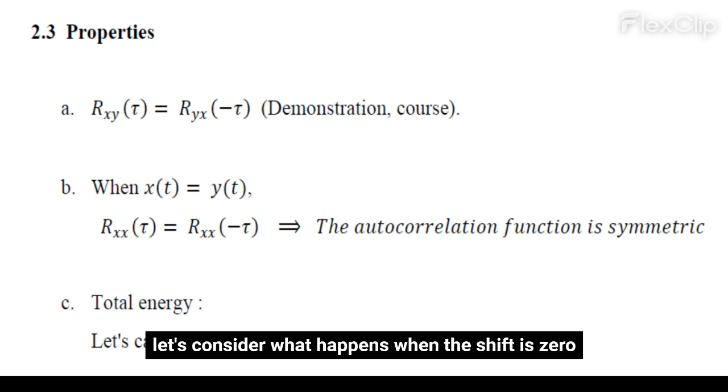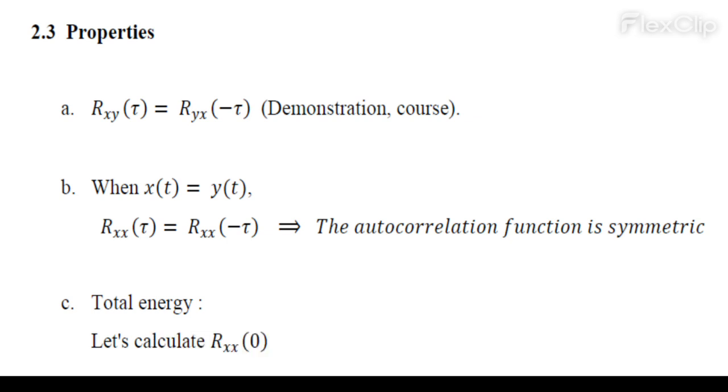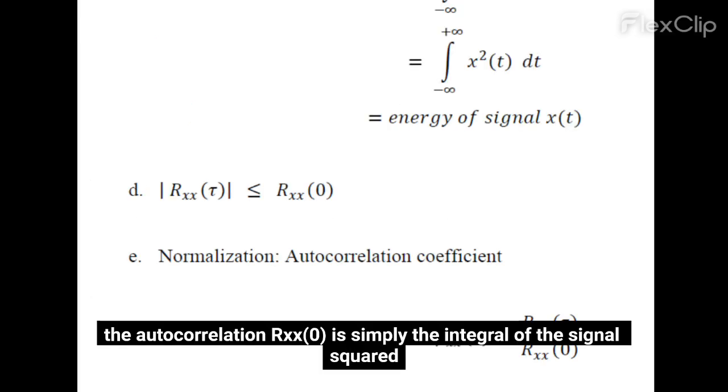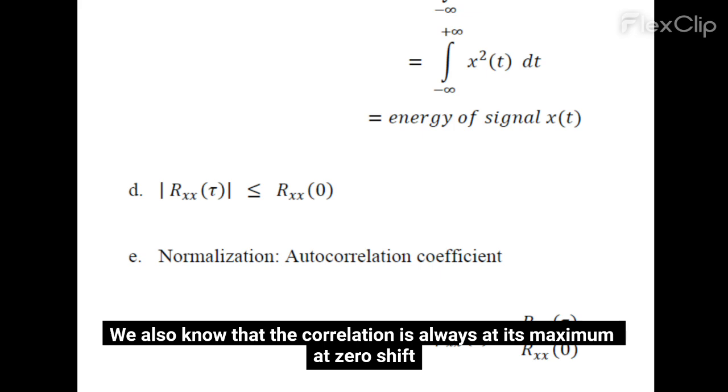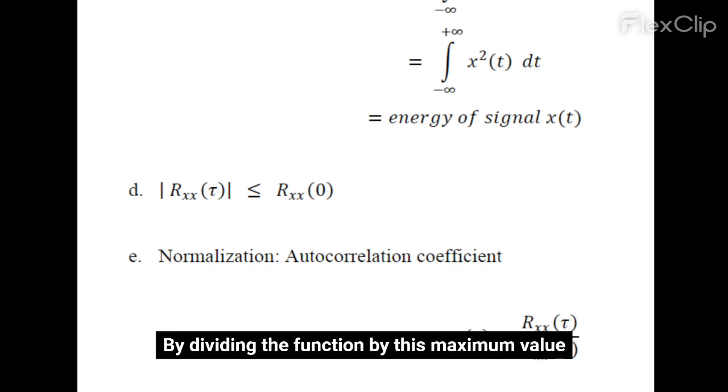Finally, let's consider what happens when the shift is 0. When the shift tau is 0, the autocorrelation Rxx(0) is simply the integral of the signal squared, which is the total energy of the signal. We also know that the correlation is always at its maximum at 0 shift. By dividing the function by this maximum value, we get a normalized coefficient between -1 and 1, which tells us the percentage of similarity.